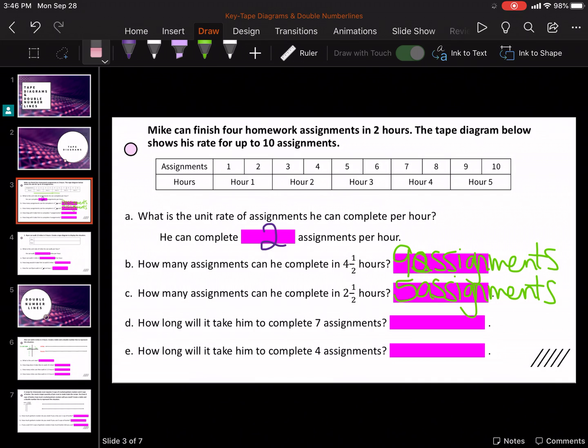So looking the other way, how long will it take him to do 7 assignments? So it's going to be on the top, 7 assignments. So notice it's a full 3 hours and then another half. So it's going to be 3.5 hours. Sorry about that. I'm going to rewrite that. 3.5 hours. Okay. What about 4 assignments? So it's going to be 1, 2, 3, 4 is going to go with 2 hours.